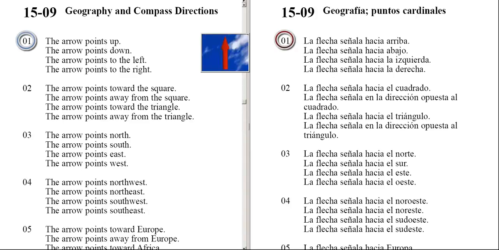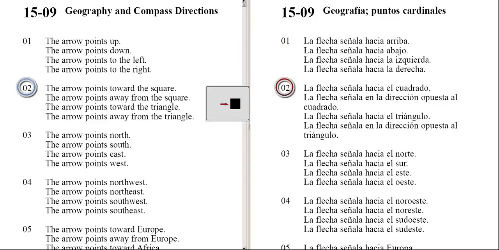The arrow points up. The arrow points down. The arrow points to the left. The arrow points to the right. The arrow points toward the square. The arrow points away from the square.